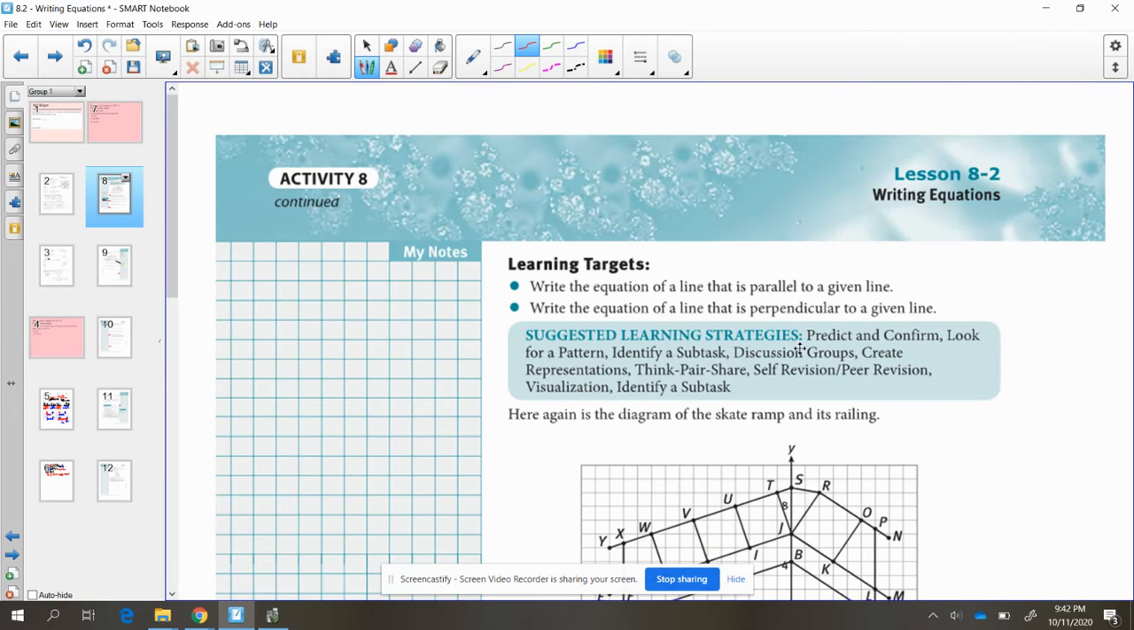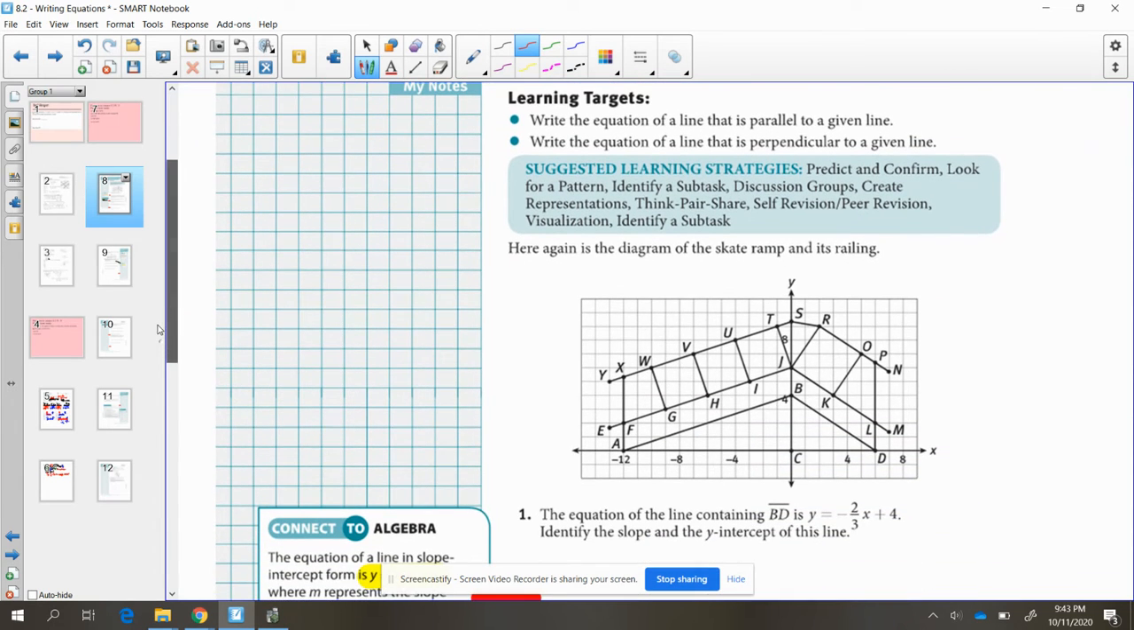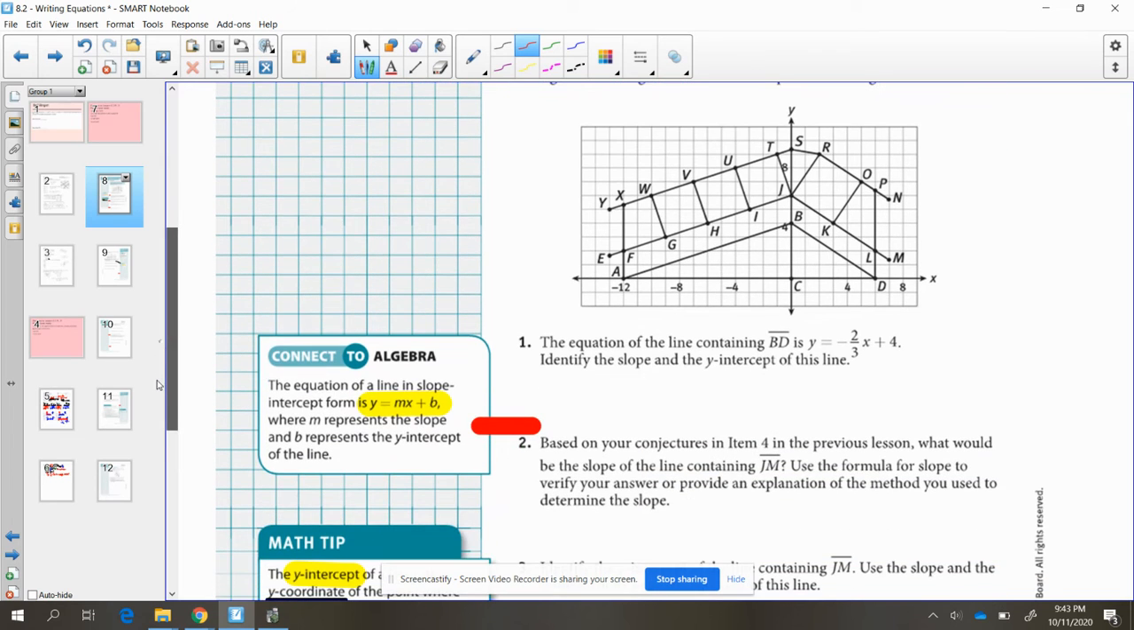So we've talked a lot so far about slope, and then we have also talked about writing the equations of lines for parallel and perpendicular lines. So a reminder, just to review some stuff from the past couple of days, we have a line here, BD, this segment here, but officially it could be extended to be a line. And the equation of that line is given right here. And we want to start by identifying the slope and the y-intercept.